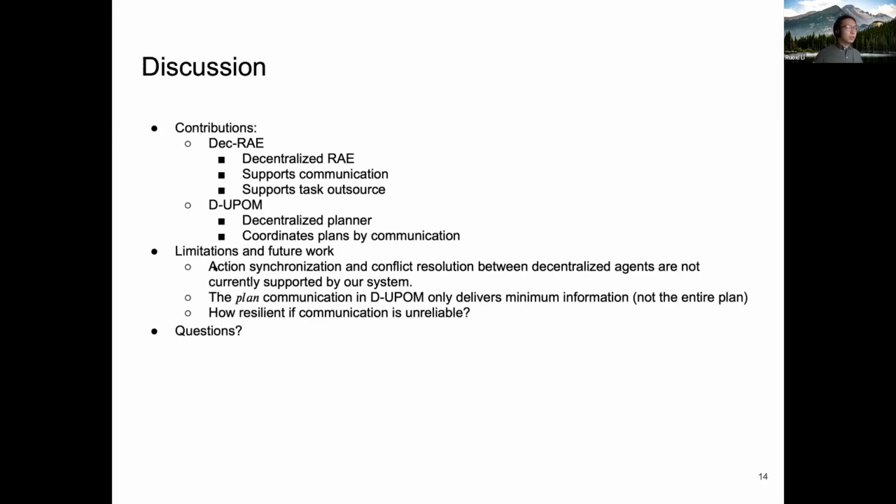Firstly, we don't support action synchronization and conflict resolution between different agents. And the communication in D-UPOM only communicates minimum information. In other words, the utility value is just one value. But what we can do more is to communicate more information about the plan. And with that information, they can potentially better cooperate with each other, like synchronizing each other's actions.